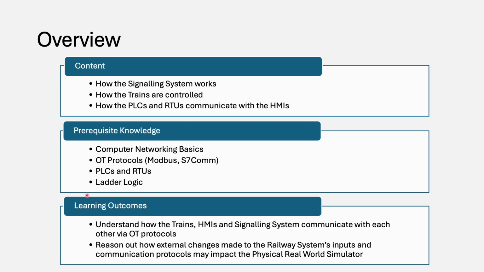By the end of this video, you will be able to explain and trace out how the trains, HMIs, and signaling system communicate with each other via OT protocols. You should also be able to reason out how external modifications made to the railway system's inputs and communication protocols may impact the trains and signaling systems on the physical real-world simulator.